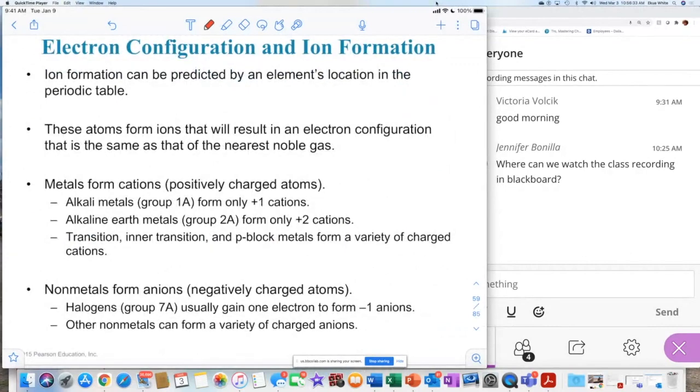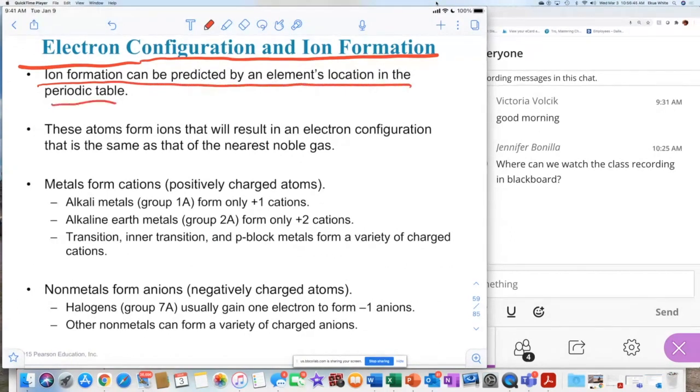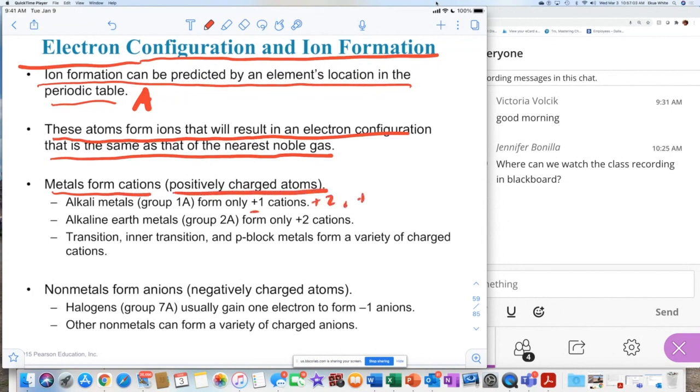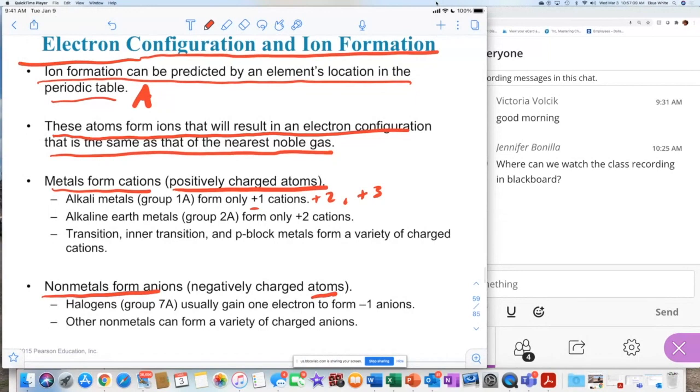Now we're going to electronic configuration and ion formation. So I kind of mentioned this before. Now we're going into it in details. So we're told that ion formation can be predicted by an element's location in the periodic table, referring to the A ones, right? The group A. These atoms form ions that will result in an electronic configuration that is the same as that of the nearest noble gas. Metals form cations, positively charged. Remember, +1, +2, or +3. And then nonmetals form anions, negatively charged. This is -1, -2, -3. Okay, it all goes with where they're located in the periodic table.